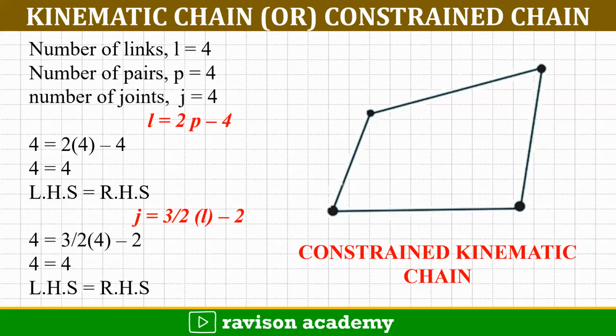In this problem, 4 links are connected, so we can tell there are 4 links, 4 joints and 4 pairs. Since it has less than or equal to 4 links, 2 equations should be satisfied. L is equal to 2p minus 4 and J is equal to 3 by 2 of L minus 2. So here LHS is equal to RHS. So both equations are satisfied. So we call this type of 4-bar chain a constrained kinematic chain.